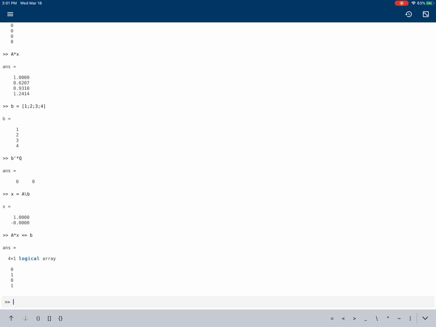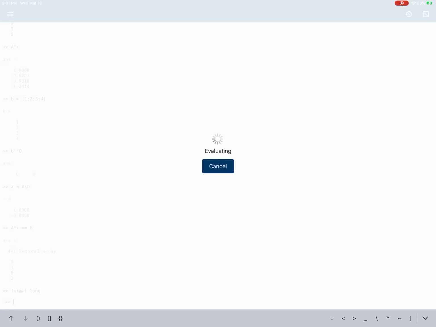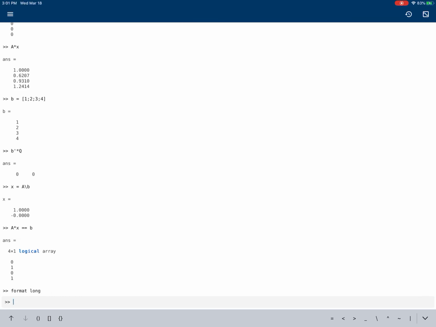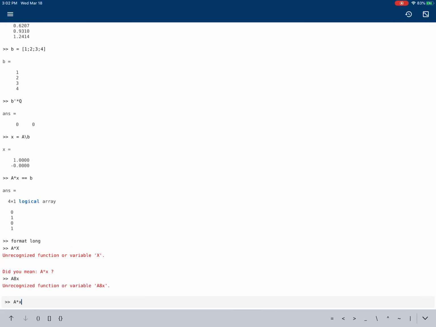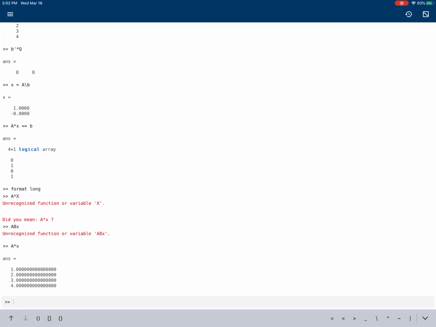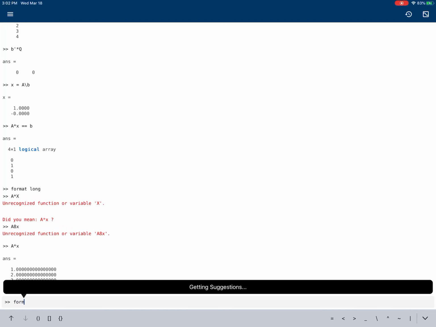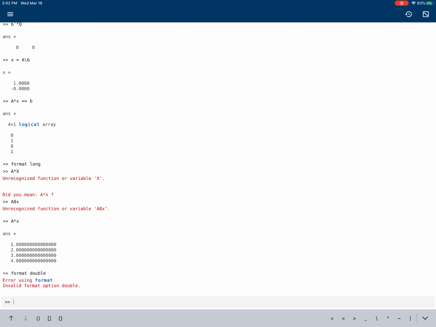And we check. X is equal to A backslash B, and exactly like I said, we're going to get A times X is equal to B. It's going to come up to a numerical accuracy issue. You can see it if I increase the precision in the computation. A star X, there's a whole bunch of zeros here. Can I do long format double?